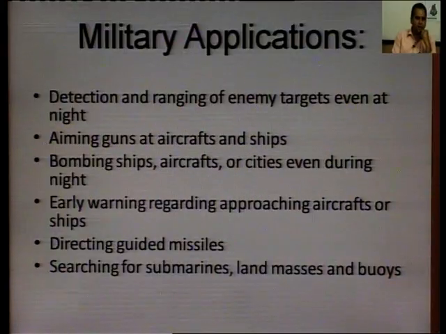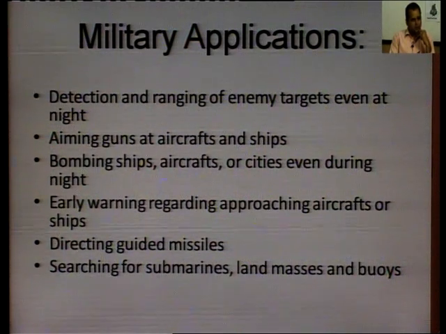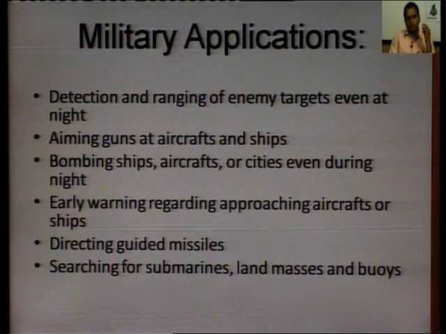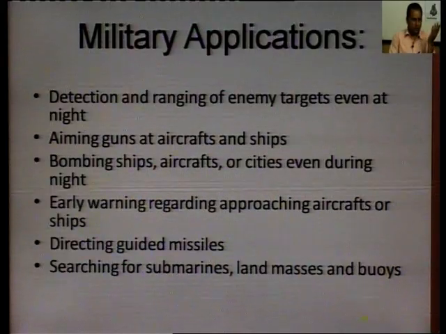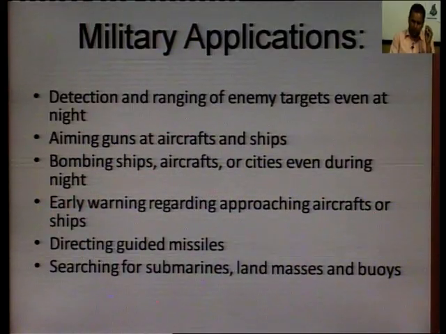Next is directing guided missiles. Nowadays guided missiles are used, these are the long distance missiles, and they can detect and target a particular location at a far off distance from the location from where the missile is being fired. That is done with the help of radars, and throughout its motion from the area from where it has been fired to the target or the location where it is supposed to be targeted, it is guided by the ground station, and for this we use radar.